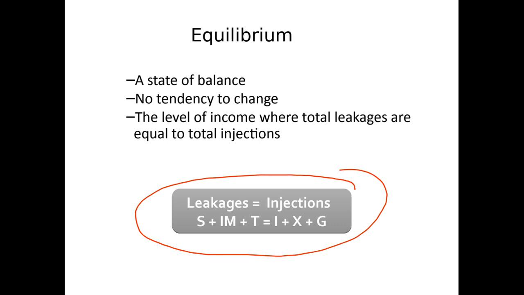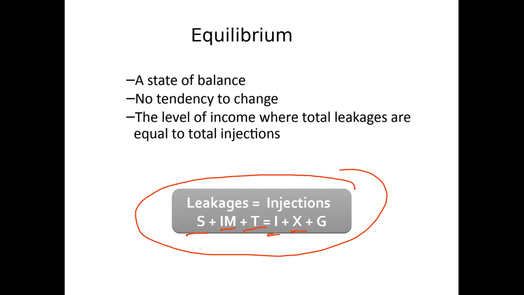So savings, imports, and taxes, these are all leakages. Notice that I did not mention transfer payments because I've already adjusted for them in taxes. So suppose taxes are $10 and transfer payments are $2. I just say taxes are $8, that is 10 minus 2. And injections are investment, exports, and government expenditures.